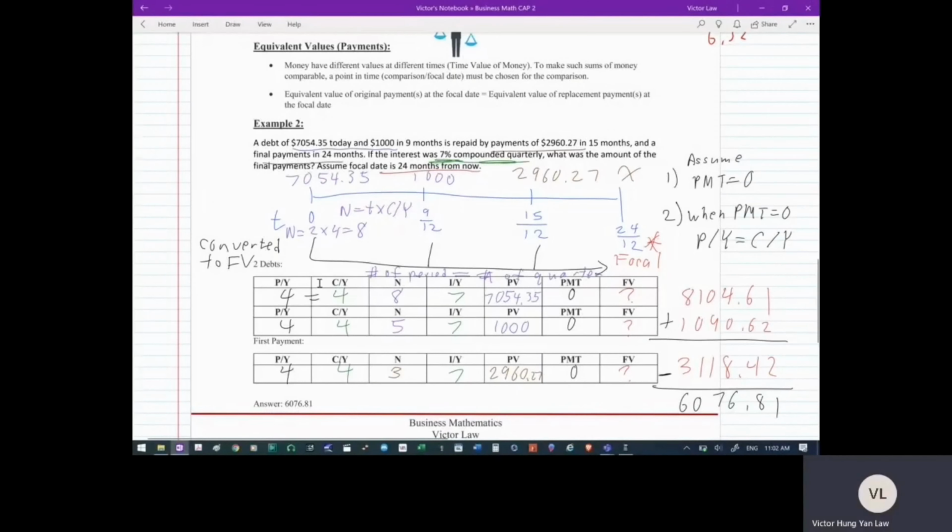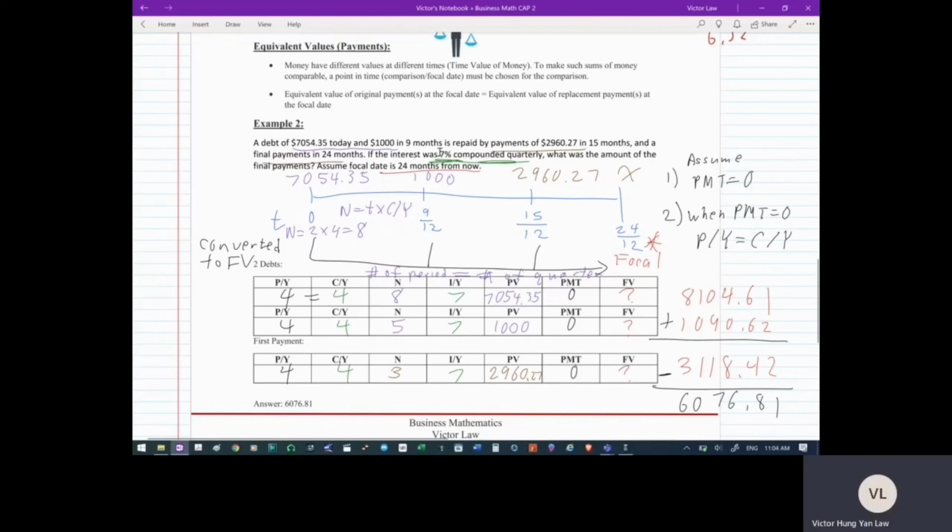So what we're going to do next is start filling in the boxes for each cash flow. We have 3 cash flows: $7,054, $1,000, and $2,960. We're going to have 1 line for each of these: the 2 debts, and then the payment of $2,960. We're going to solve for the first debt first. Our first debt is $7,054.35. That's our present value, how much we owe today.